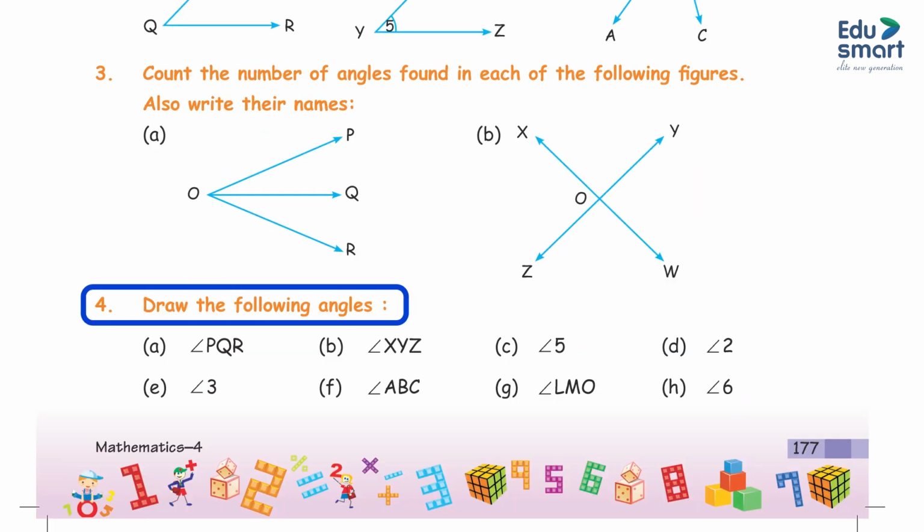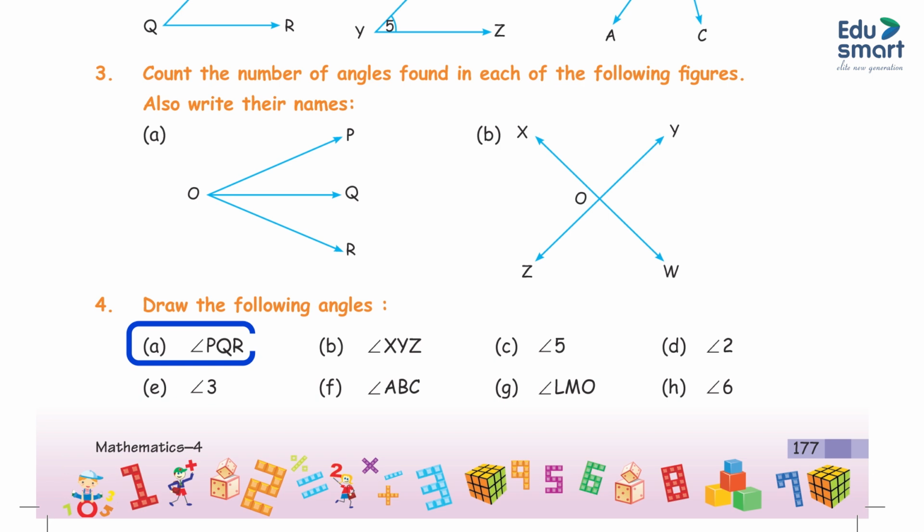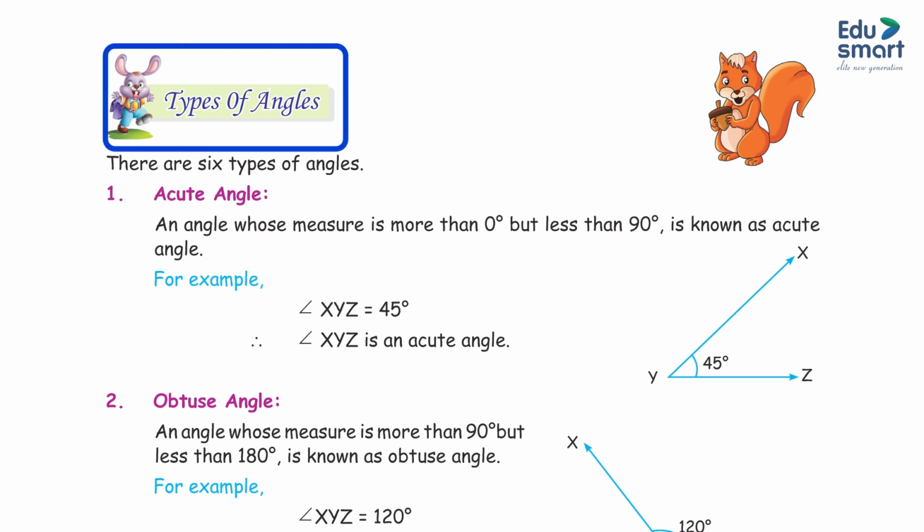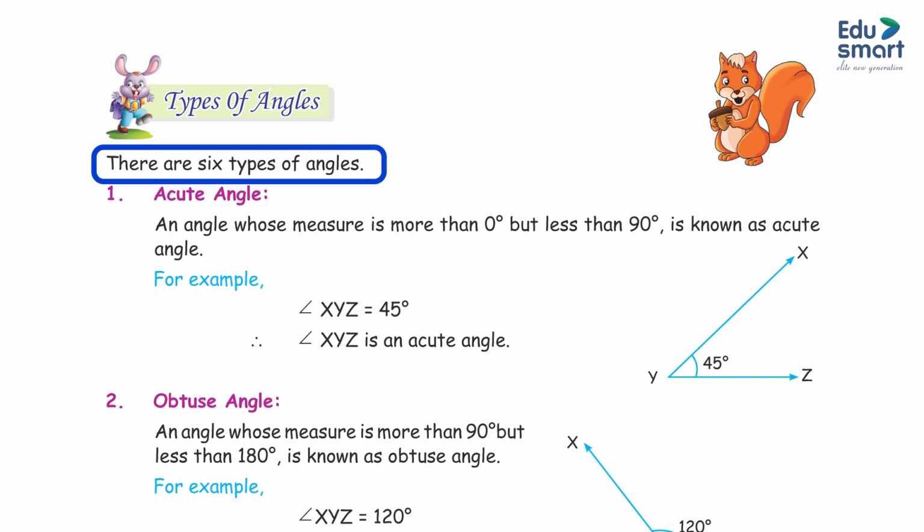Question 4. Draw the following angles. A, angle PQR. B, angle XYZ. C, angle 5. D, angle 2. E, angle 3. F, angle ABC. G, angle LMO. H, angle 6. Types of angles. There are 6 types of angles.